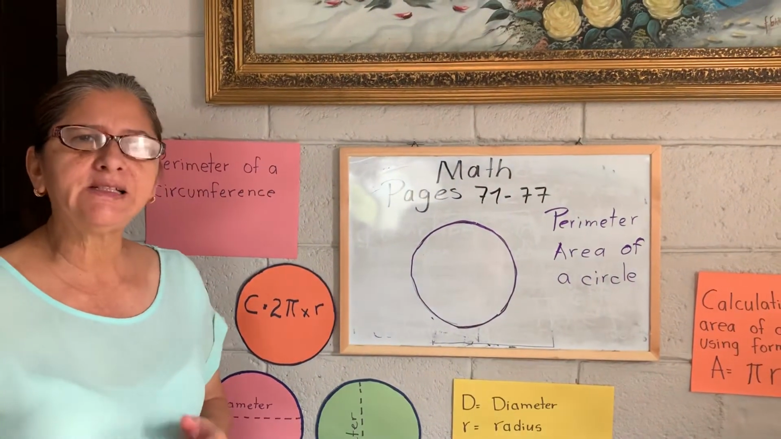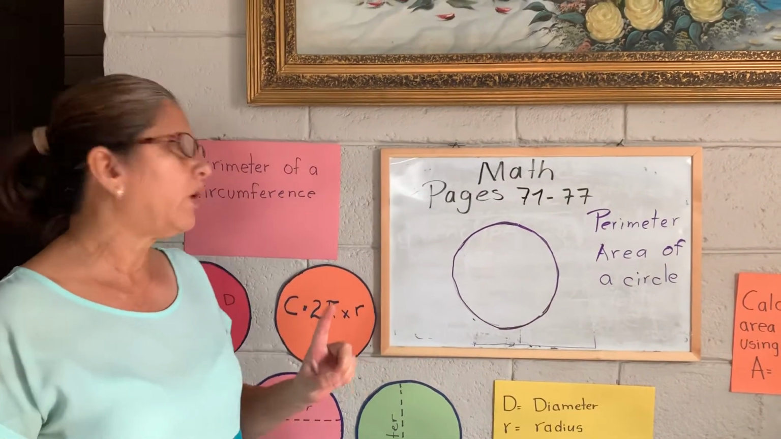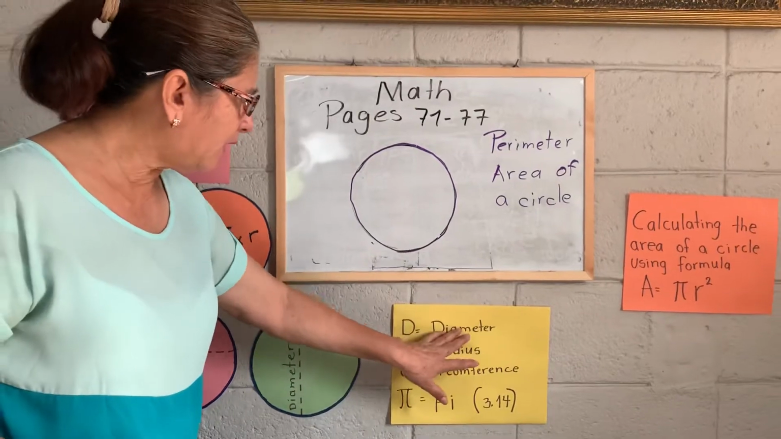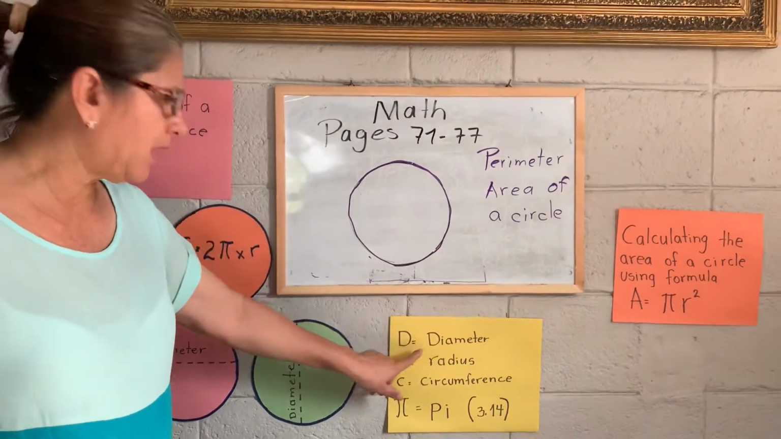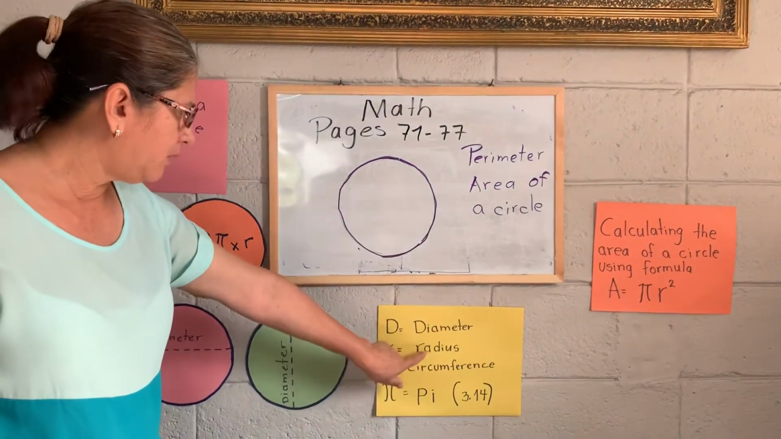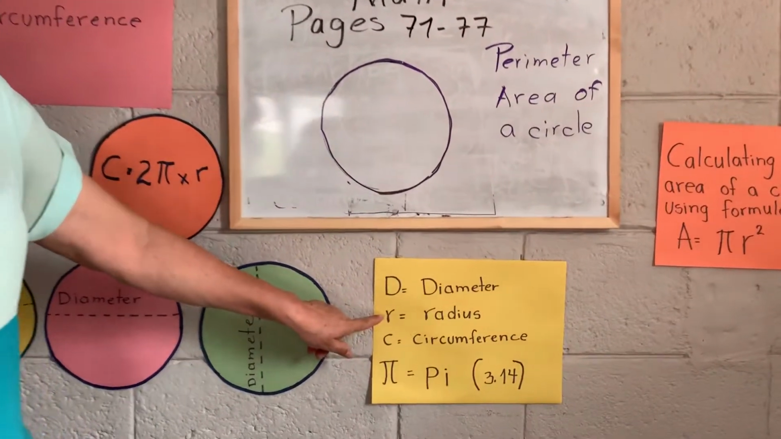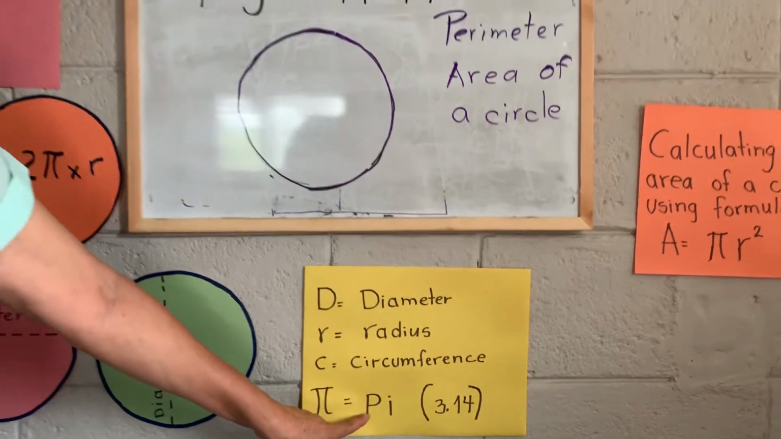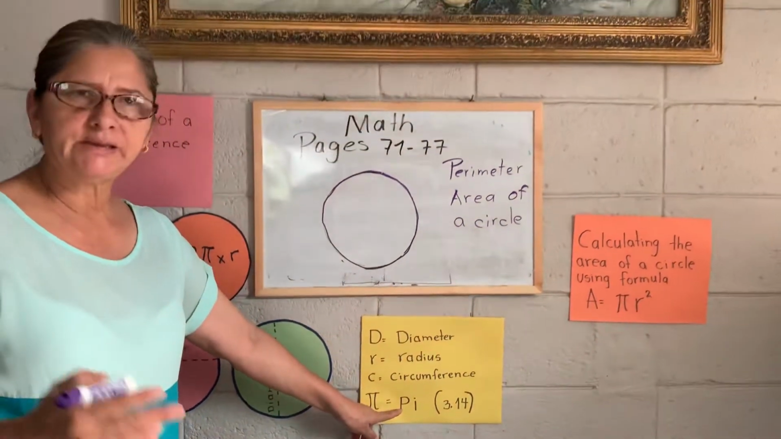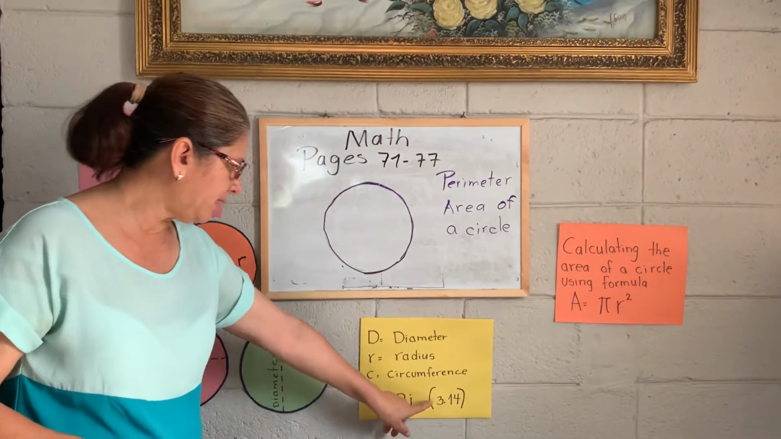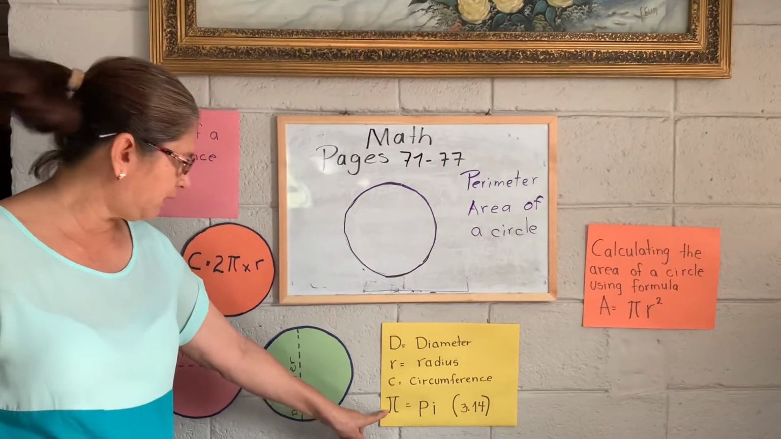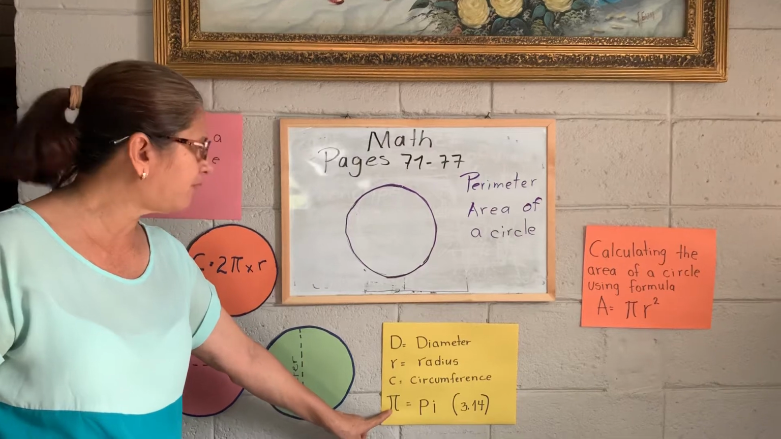For that, it is important you learn what the diameter is, that we identify with the letter D, the radius with the letter R, the circumference with the letter C, and pi. As you learned in fifth grade, pi is a given number and the value of pi is 3.14, and we represent pi with this symbol. This is the symbol for pi.